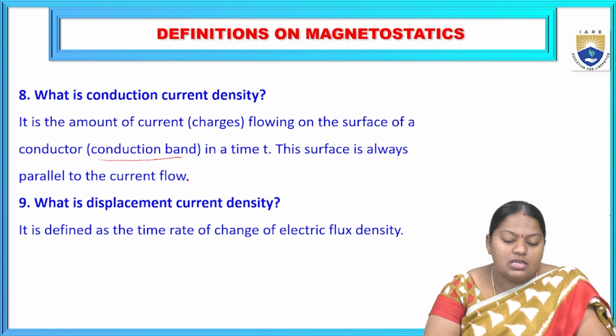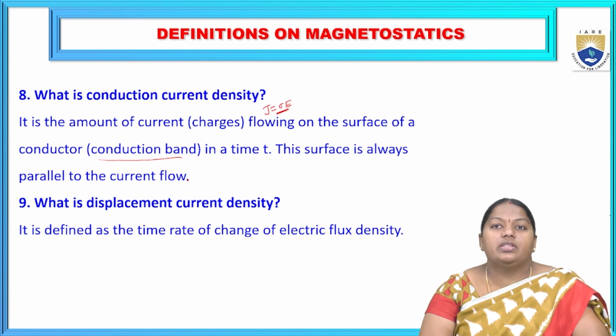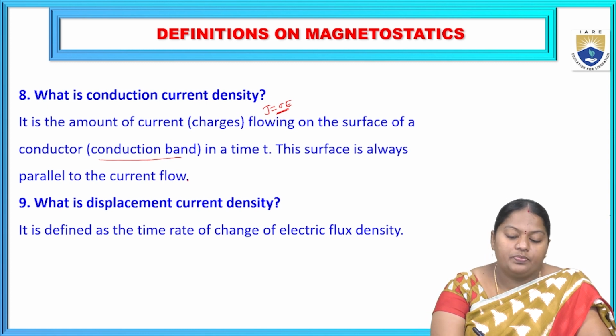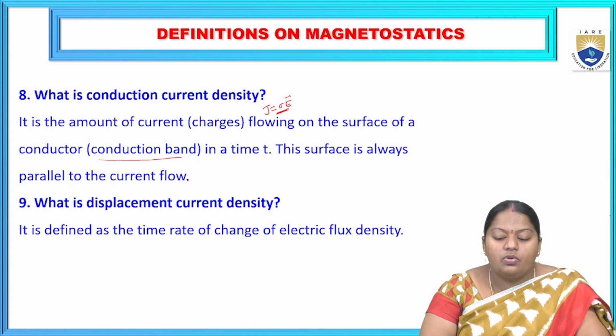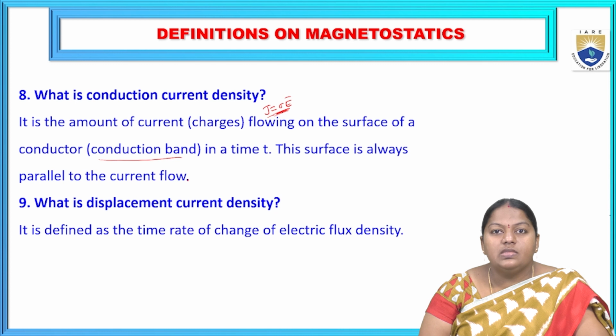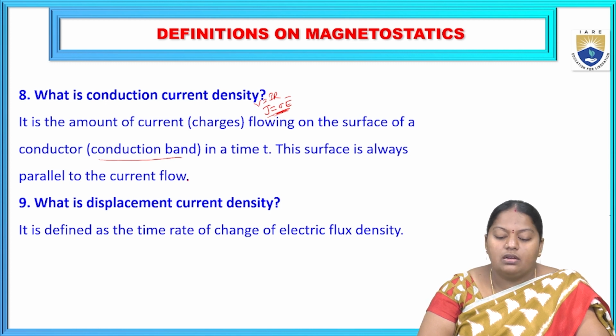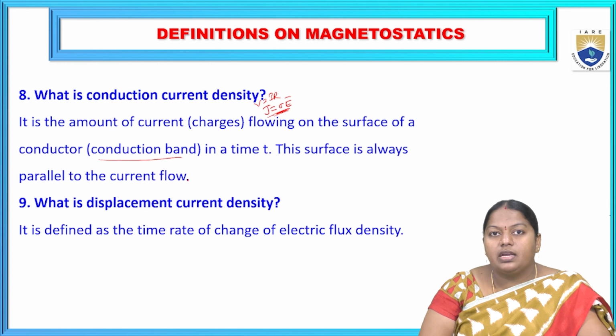So what is conduction current density? The notation is J, and mathematically we can write the equation as J equal to sigma into E bar. It is the amount of current flowing on the surface of a conductor in a time t, where the surface is always parallel to the current flow. J equal to sigma E is also called the point form of Ohm's law. It is analogous to the normal Ohm's law, V equal to IR, where V corresponds to E, I corresponds to J, and R corresponds to sigma, where sigma is the conductivity.